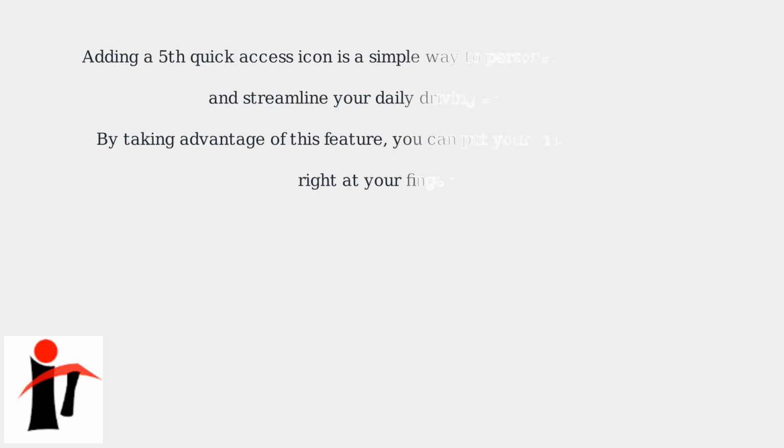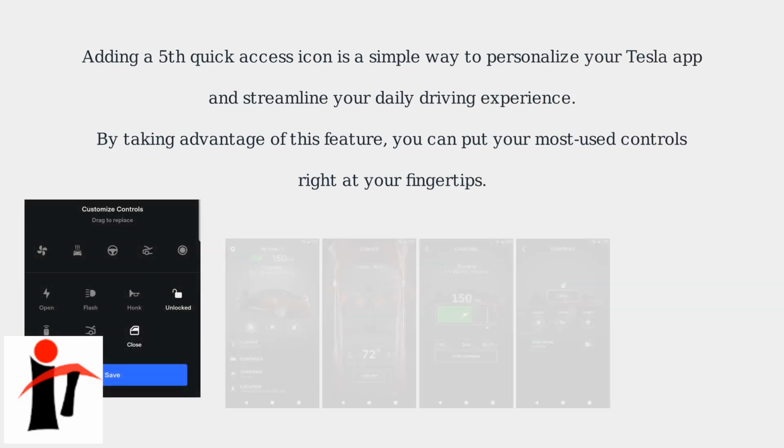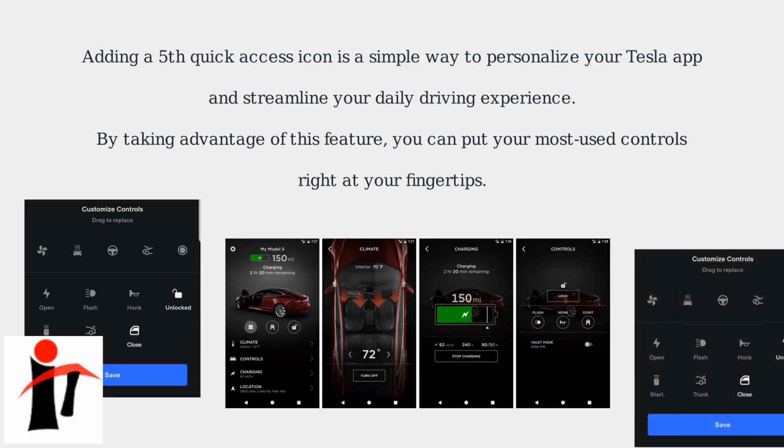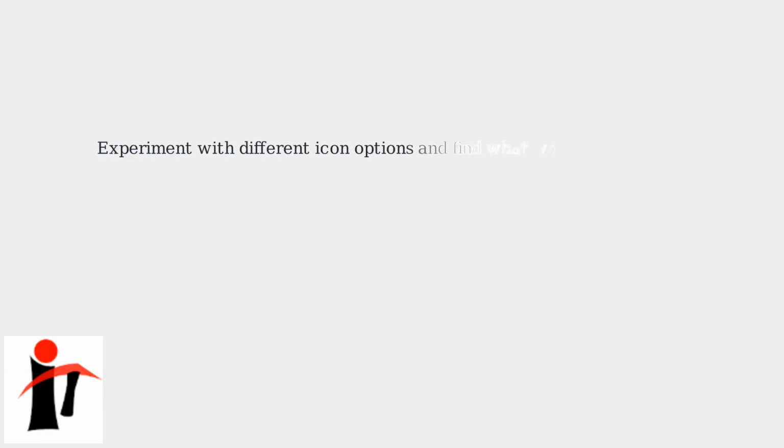Adding a fifth quick access icon is a simple way to personalize your Tesla app and streamline your daily driving experience. By taking advantage of this feature, you can put your most used controls right at your fingertips. Experiment with different icon options and find what works best for you.